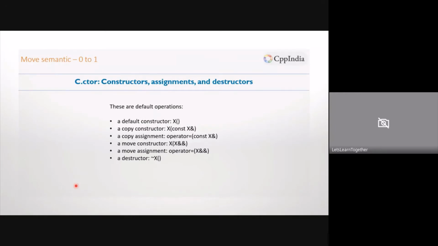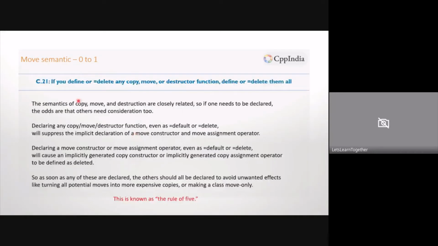There are a few core guidelines which I will take you through. So in any class we have these six default operations, which we already saw: destructor, move, assignment, constructor, all this. Another guideline is if you define or delete any move, copy, or destructor function, then do that for all.